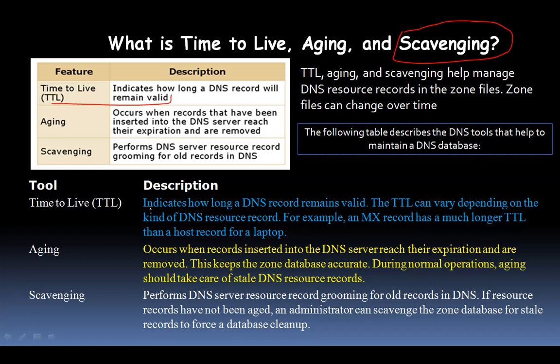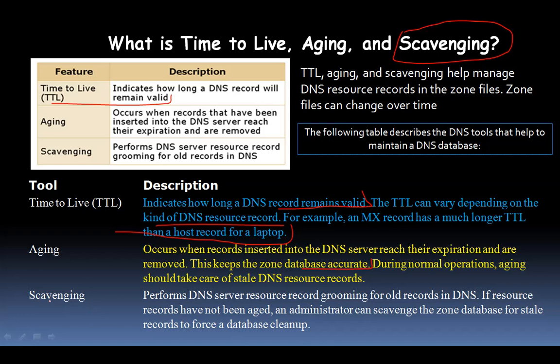So, guys, TTL indicates how long DNS server records will be valid. The TTL can vary depending on the kind of DNS resource record. For example, an MX record has a much longer TTL than a host record for a laptop. Aging occurs when records inserted into the DNS server reach their expiration and are removed. This keeps the zone database accurate. During normal operations, aging should take care of stale DNS resource records.